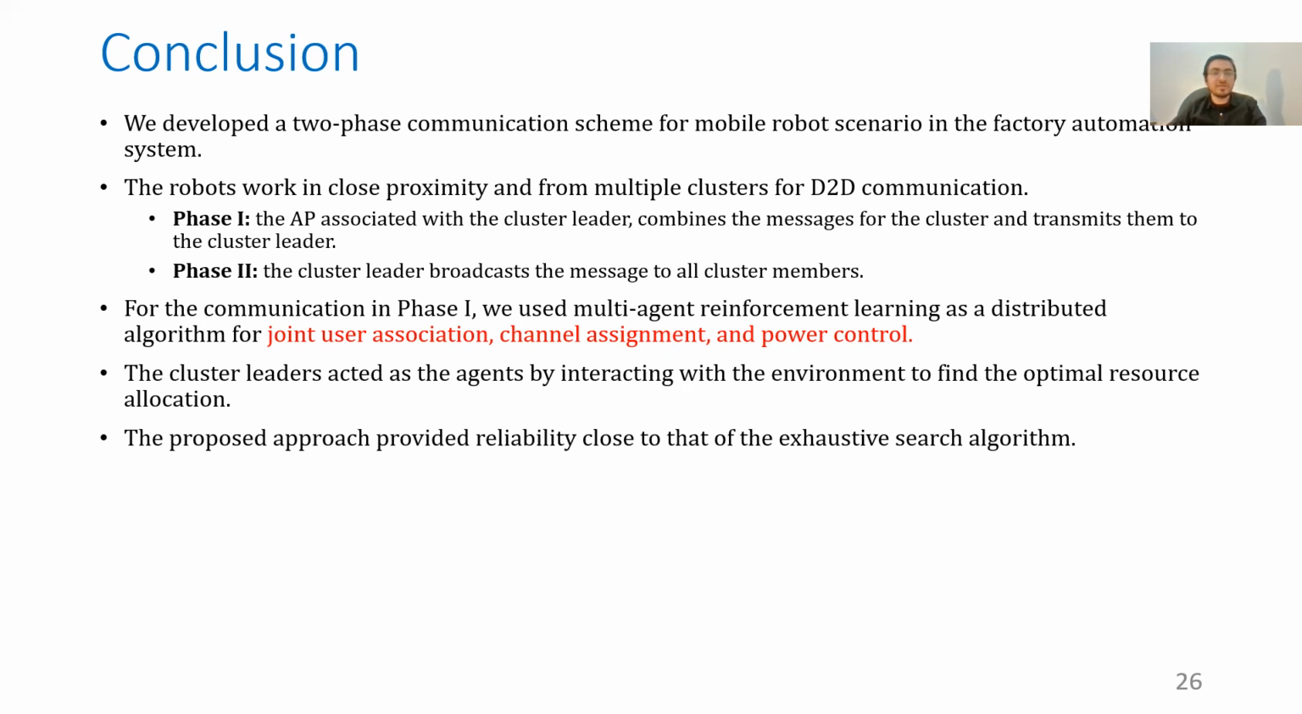For the communication in phase 1, we use multi-agent reinforcement learning as a distributed algorithm for joint user association, channel assignment, and power allocation. The agents use only the local channel information to find the resource allocation. And it was shown that the proposed approach provided reliability close to that of the exhaustive search algorithm.